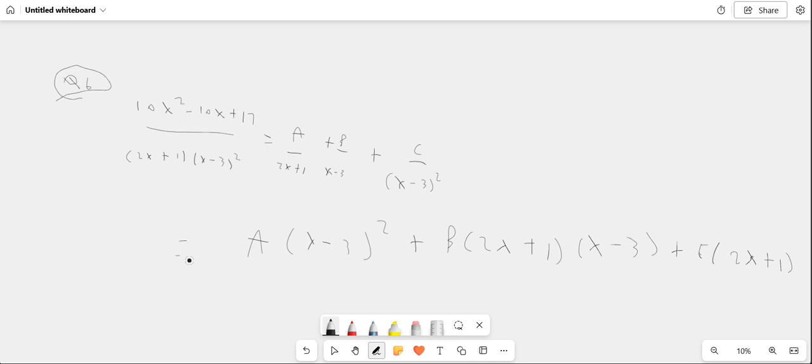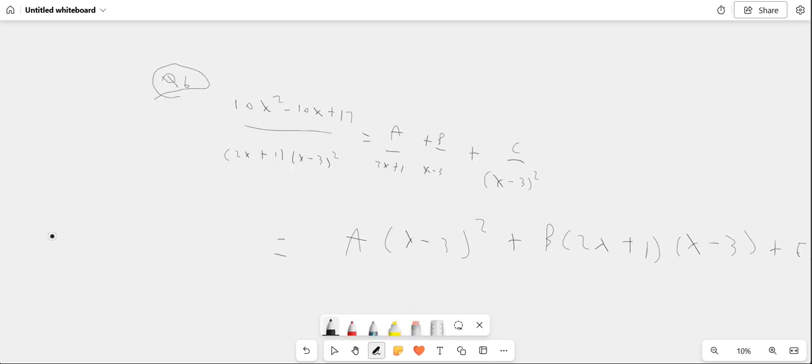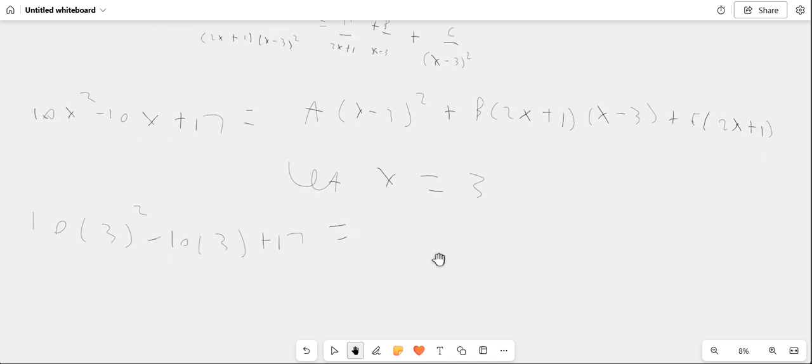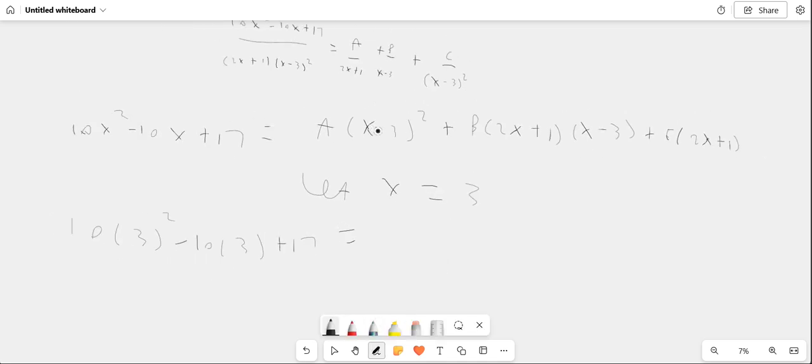That's equal to 10x squared minus 10x plus 17. Now you're going to let x equal certain values. So let x equal 3. You get 10(3 squared) minus 10(3) plus 17 is equal to... a is going to become 0, b is going to become 0, so it's just c that we're looking at. So c(2(3) plus 1). Simplify both sides.